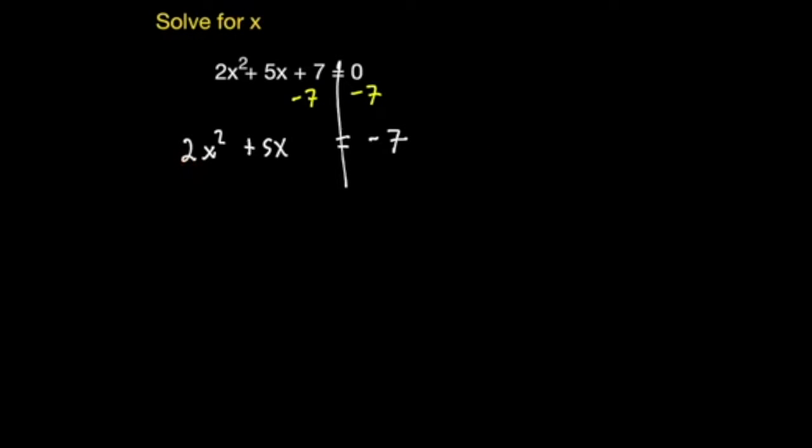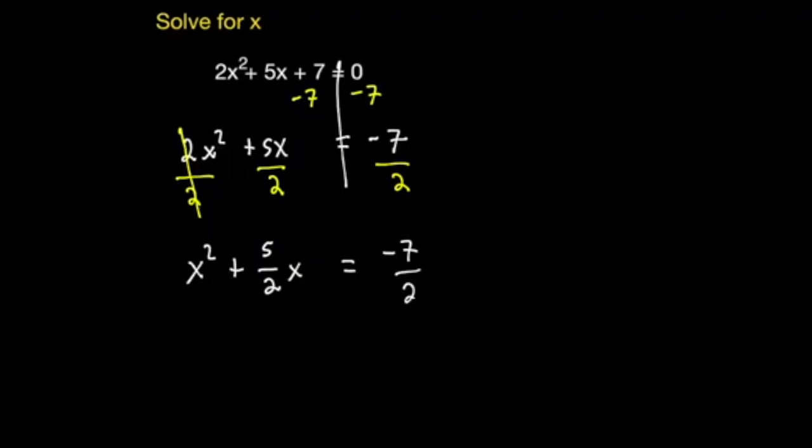So my next step will be to divide each term on the left hand side and the right hand side by 2. That's going to cancel the 2's out, and now I have a leading coefficient of 1, which will allow me to complete the square. In order to complete the square, I need to grab the b term, divide it by 2, and then square it. Recall that the b term is the coefficient of x, so here that's going to be 5 over 2.